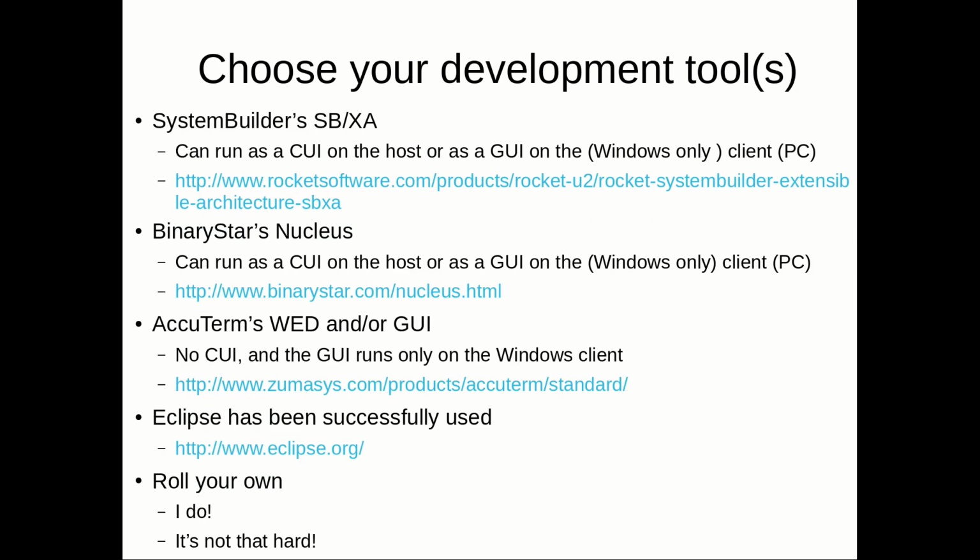Then you choose your development tools. You have System Builder's SBXA, and it can run as a GUI on the host or as a GUI on a Windows-only client PC. Binary Star's Nucleus, again, runs as a GUI on the host. I don't know if it's limited to 80 by 24 like the others.